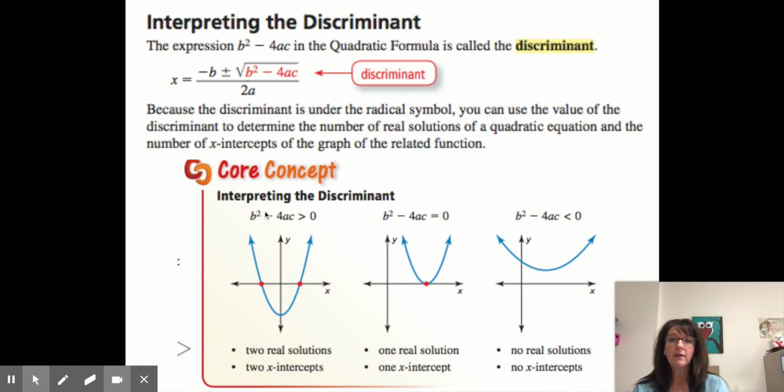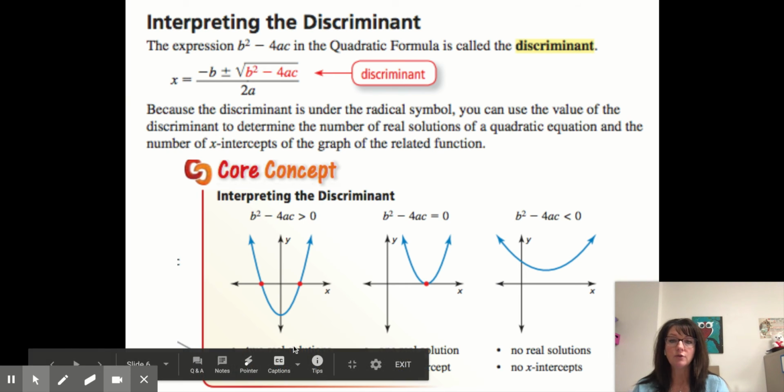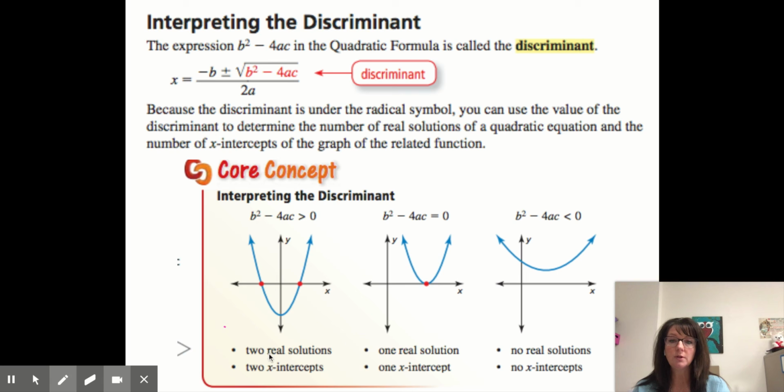So when we have greater than 0, we're going to have 2 real solutions. Look at this here. We'll have 2 real solutions, 2 x-intercepts, okay? When it is equal to 0, that means that pretty much the vertex is falling on the x-axis. You'll have 1 real solution and 1 x-intercept.